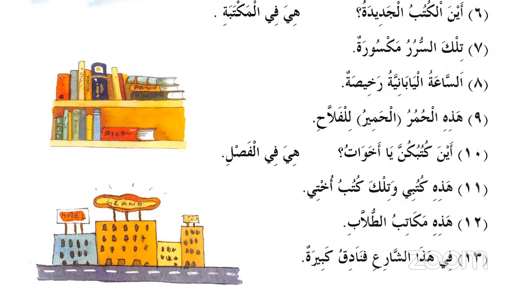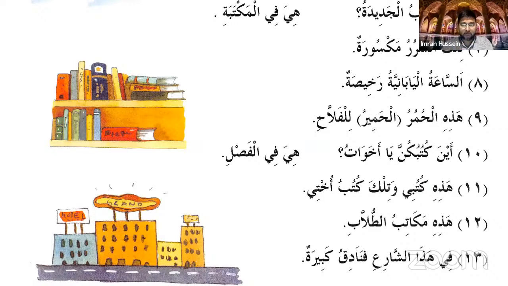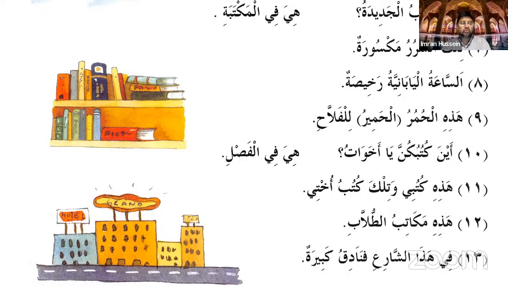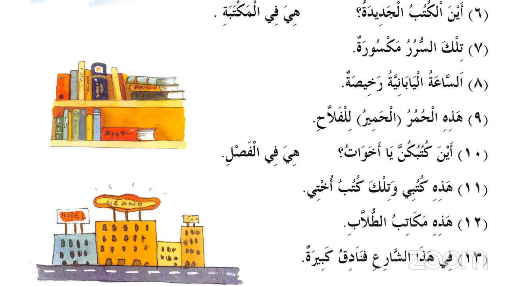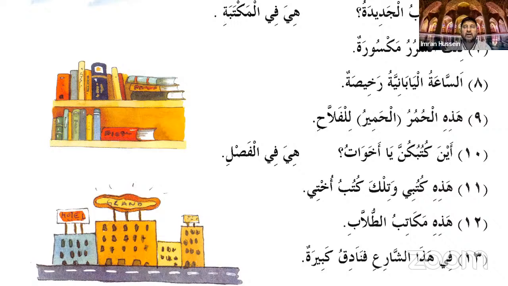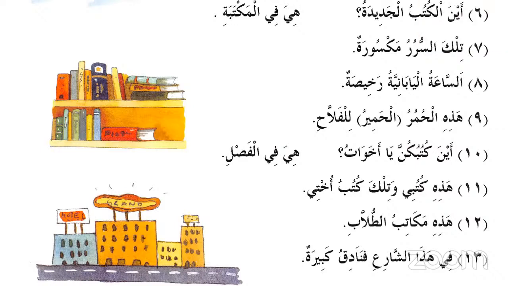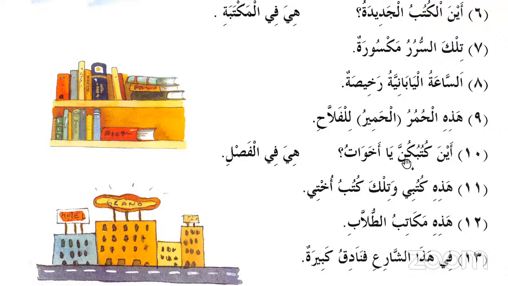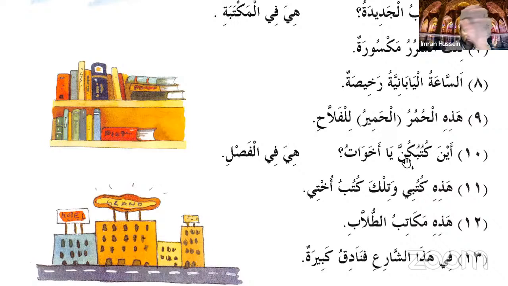Aina kutubukunna ya akhwato? Where are kutubukunna, ya akhwato? Where are your books, sisters? Okay. No, where are your books, oh sisters? You're talking to the sisters and asking the sisters where their books are. So, aina kutubukunna. Can you see kunna is plural? Where are your books, oh sisters?